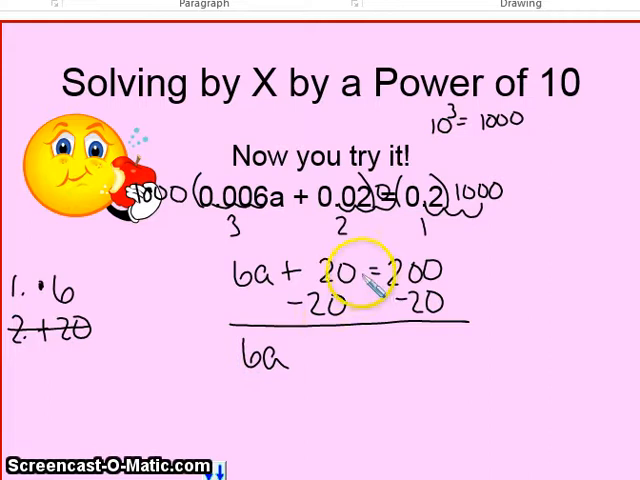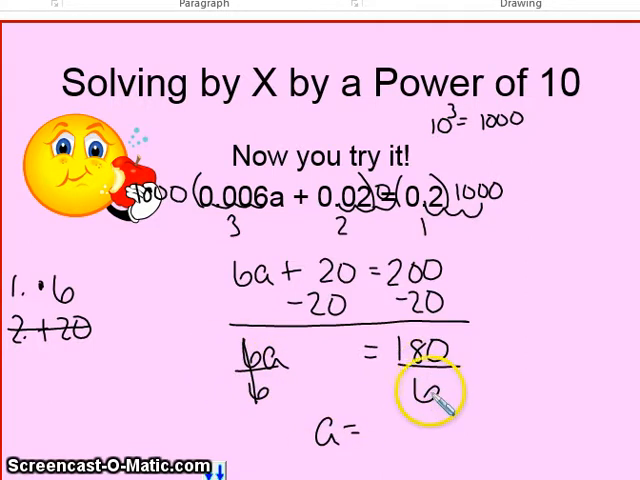Bring my 6a down. 20 minus 20 is 0, and 200 minus 20 is 180. So now I have 6a equals 180. Now my next step up was multiply by 6. So I'm going to do the opposite and divide by 6. 6 divided by 6 is 1, and then I've got an a. 180 divided by 6. 18 divided by 6 is 3, and then there's a 0 in there. So a equals 30 is our solution.